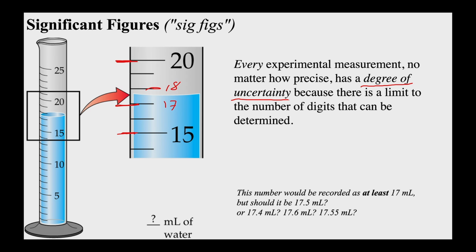So the question with sig figs is, how do you make this recording? Like, what do you call it? 17.5, 17.4, 17.55? I mean, do you just round it off to 17? What do you do? And that's the real question. So sig figs, which is the abbreviation for significant figures, huge part of chemistry. And that's what we're going to talk about.